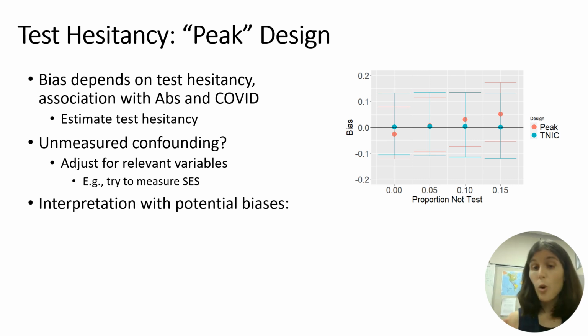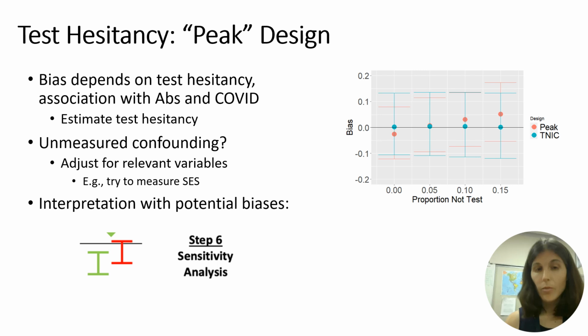Ultimately, given that we know that we have these potential biases, we would want to conduct a sensitivity analysis, that's step 6 of the roadmap, to see how our results might change with different degrees of test hesitancy in our data set.